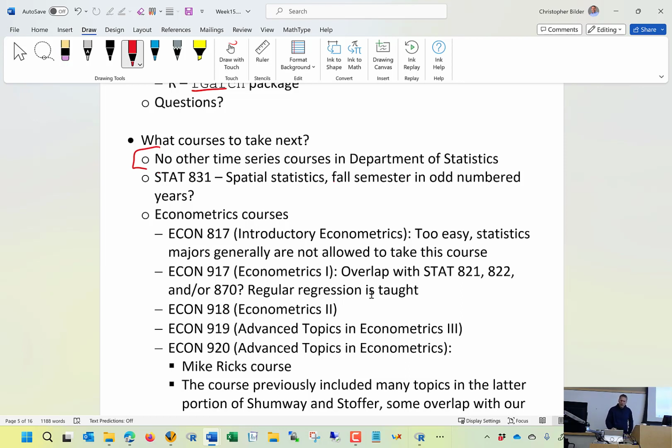Probably the closest course to this one that we offer, in terms of the same kinds of things of interest, is Stat 831 Spatial Analysis, or Spatial Statistics, excuse me. And basically you can think of spatial statistics as being time series like data, but now in 2 dimensions, spatial.